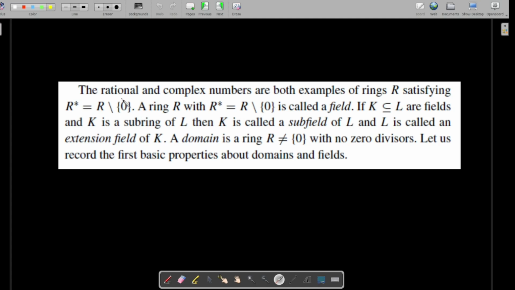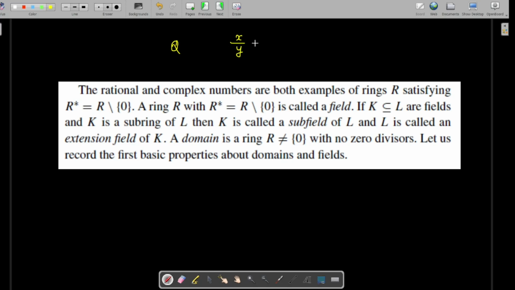Some more definitions. The rational and complex numbers are both examples of a ring R satisfying R star is equal to R minus 0. The set of all rational numbers and the set of all complex numbers, both are rings. And what about the set of all units in such a ring? The set of all units is all the elements in R except the element 0. Suppose you are taking the set of all rational numbers Q, and if you take any rational number, it is of the form x by y, where x and y belong to Z.